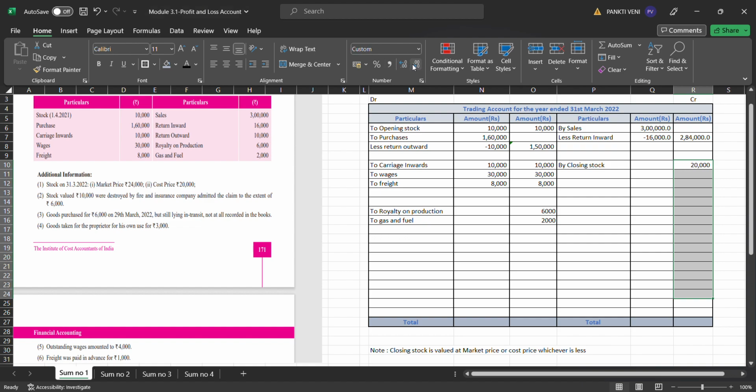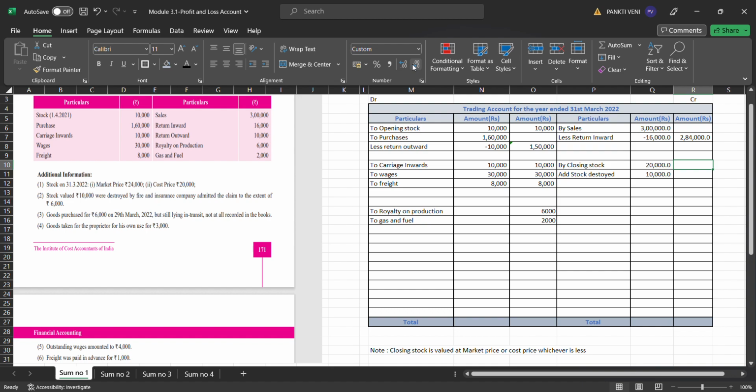Stock valued at 10,000 was destroyed by fire, and insurance company admitted the claim to the extent of 6,000. So I have value of stock. Stock destroyed by fire, so value of that is 10,000. So I'll add that also to my closing stock. Then insurance claim, that is P&L item, so I'll show that in P&L.